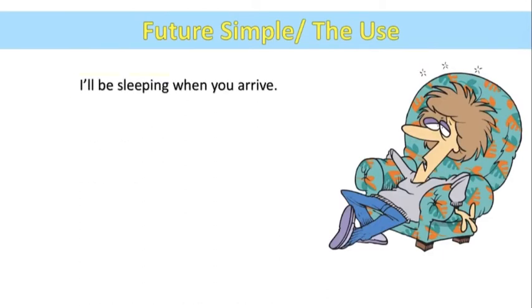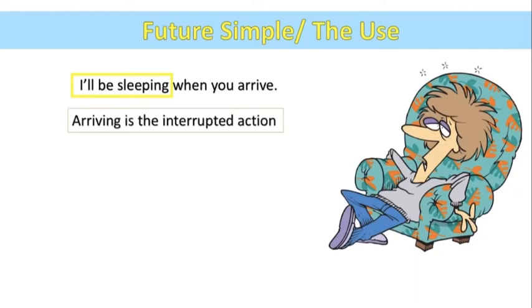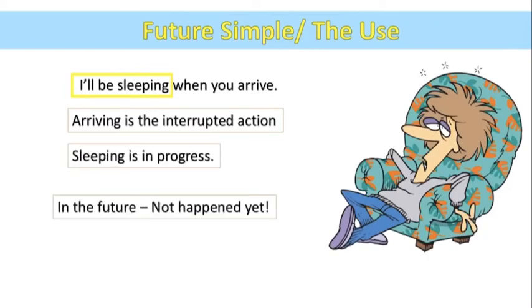2. An interrupted action. I'll be sleeping when you arrive. Arriving is the interrupted action. Sleeping is in progress, and it will happen in the future, so it's a future continuous.